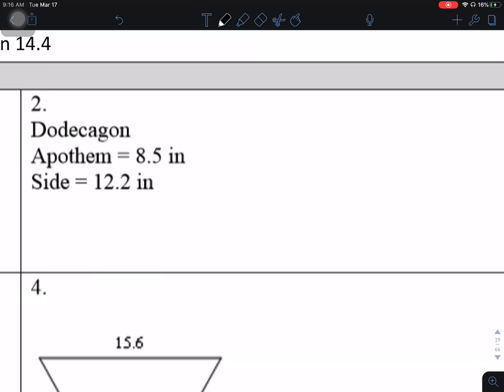Dodecagon has 12 sides. To find the perimeter, it's the length of a side times the number of sides. The length of one side is 12.2. The number of sides is 12, so the perimeter is 146.4.